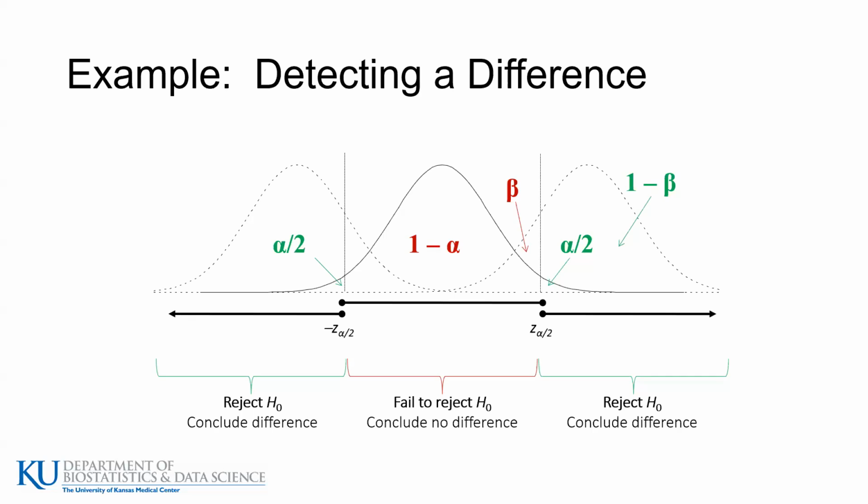So the power here would be the 1 minus beta region that's shown here, and then our significance level, which is alpha, is represented by the sum of the two regions that are where our vertical lines intersect the sampling distribution under H naught.